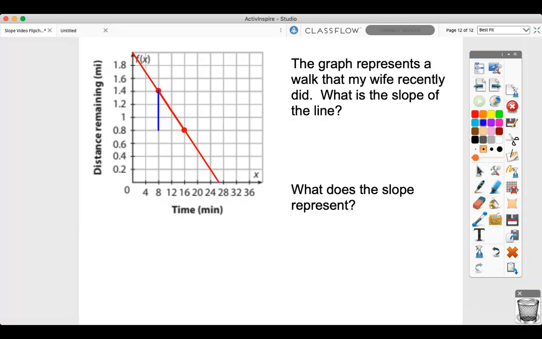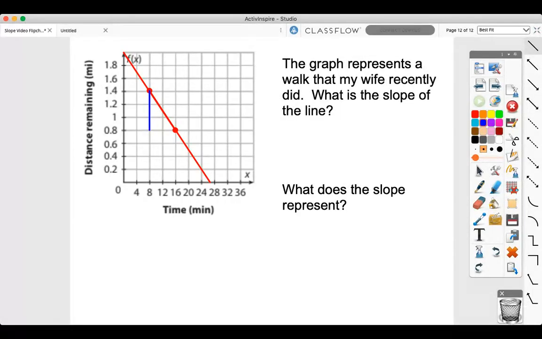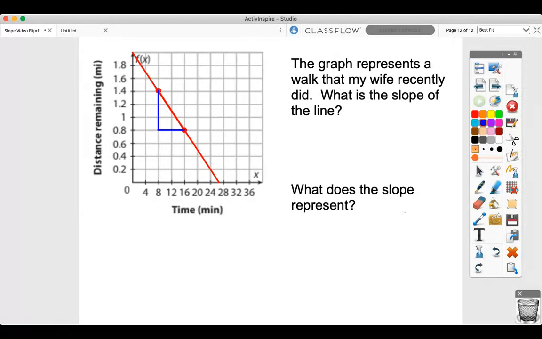And then after we're done with that, we go from here and we have to go to the right. And now we got to figure out how far we went and whether we went up or down. So up here, it looks like we had to go down. So we went down. And we went down, let's see, because each one is worth 0.2 miles. So it looks like we went down 0.6 miles. So we went down 0.6 miles.